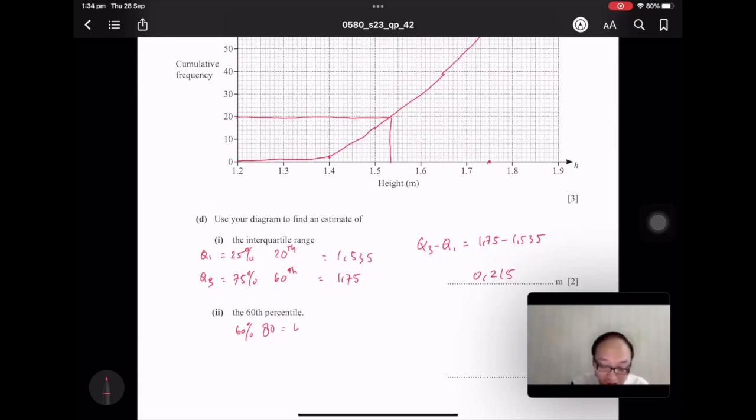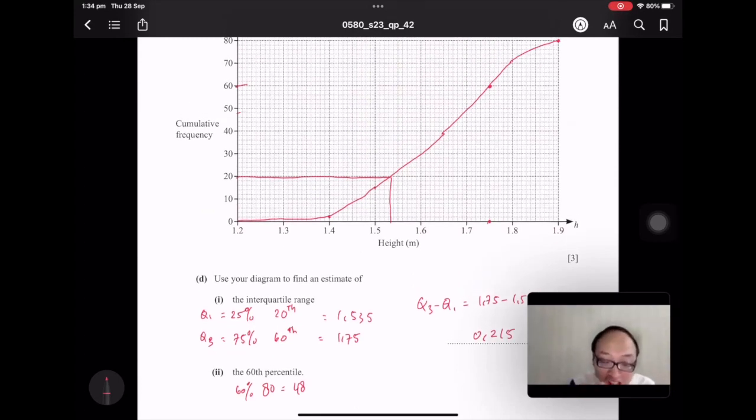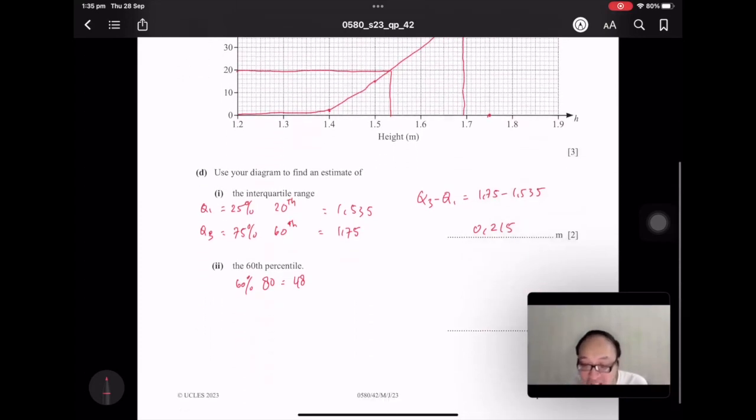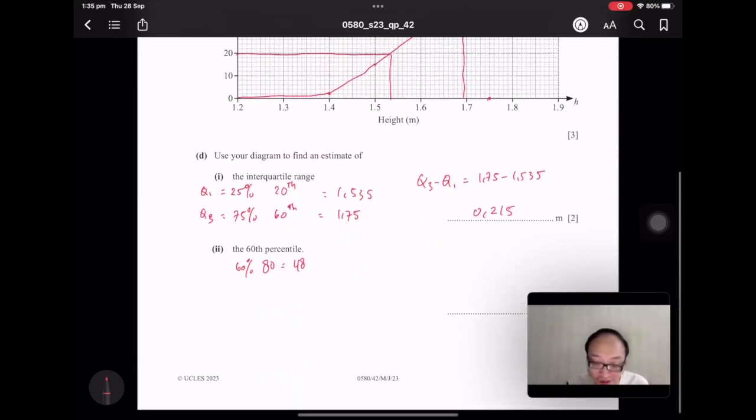So this is 48. So we find the 48. It will be this. So around 1.695. Around there.